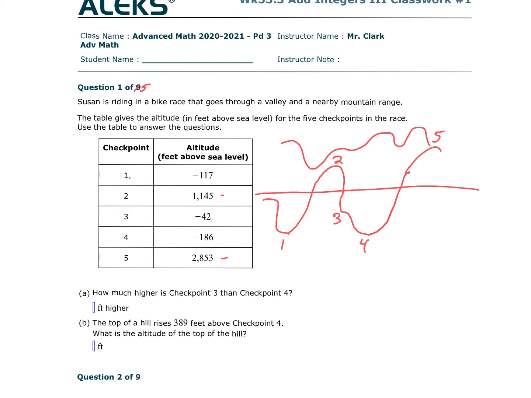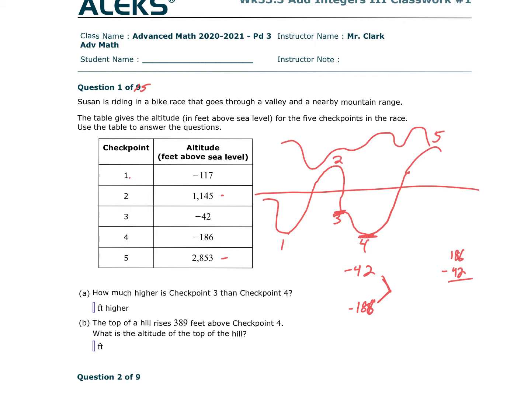How much higher is checkpoint 3 than checkpoint 4? They're both in the negatives. Checkpoint 3 is minus 42. Checkpoint 4 is minus 186. So how far is it from negative 42 to negative 186? Well, we know it's less than 186. The easy way to use big numbers like this would be 186 minus 42. I could always double check this with simple numbers to know what operation to do.